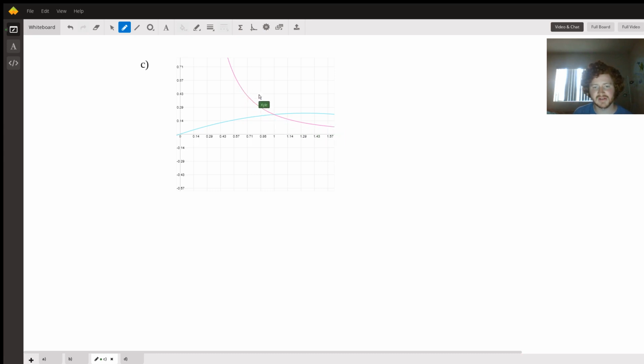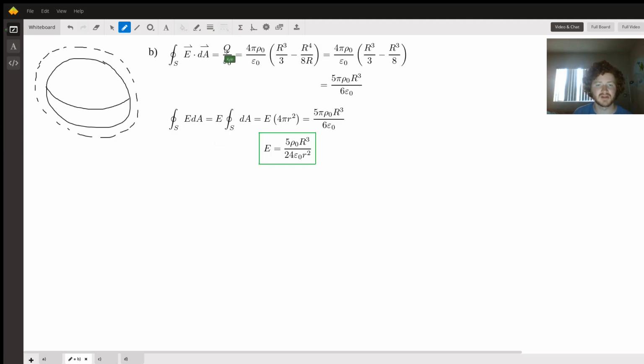But these two functions, this is the part B function and this is the part A function, are only defined in their own regions. I've just plotted them both so that you can see that they cross and they're equal here. But you should already know that because we used this point r equals R to solve for our equation B. And so the equations have to be equal.